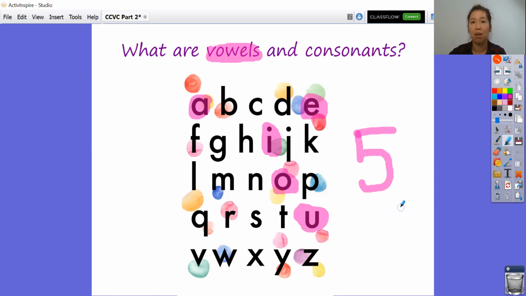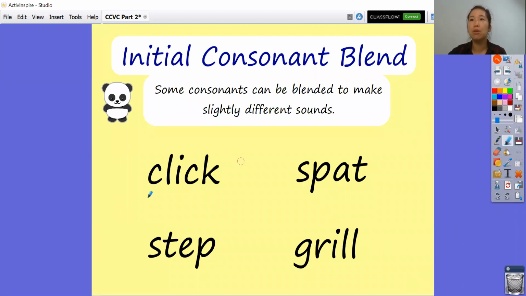And that's what we're going to be focusing on because we're looking at initial consonant blends, which are the letters at the start of our word. If we have a look at the words on this page right now, I'm going to have a go at blending them to make a slightly different sound. Remember, I'm going to put my sound buttons a little bit closer together so that you can see it's not a digraph, it's just that we're blending them so they sound a little bit different. So this one here, I've got k, l, kl. You can say it after me as well. So k, l, i, k, click.